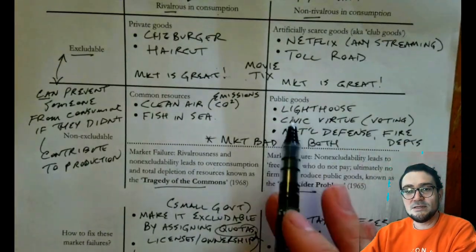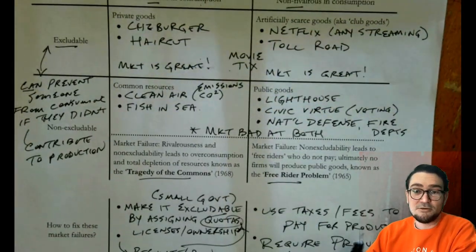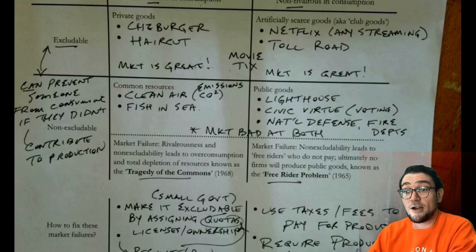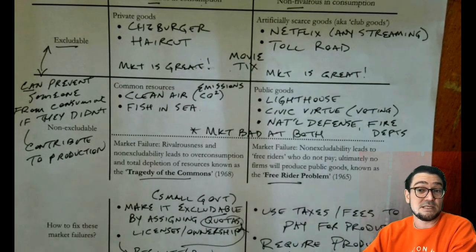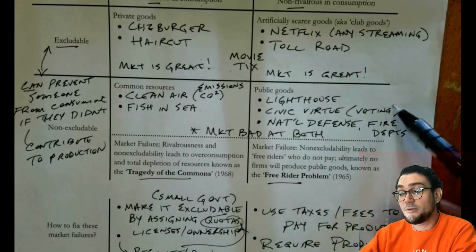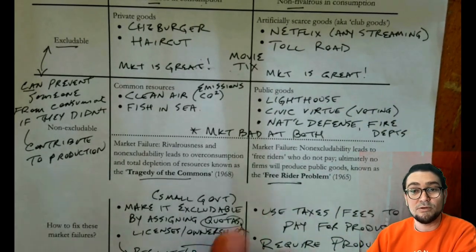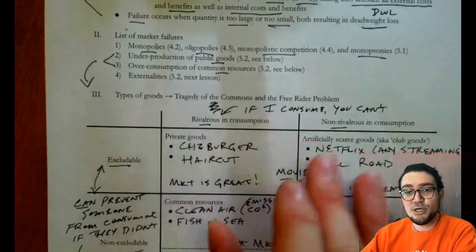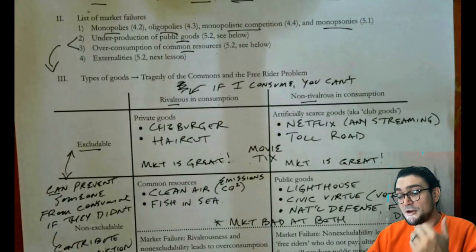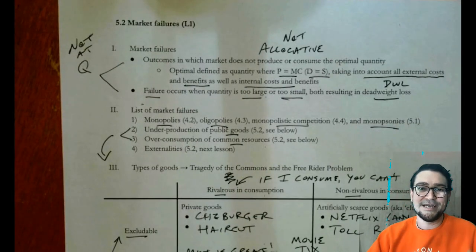So typically we say in these types of goods and services, we use taxes or fees to pay for the production, or we just require the production of them in the cases of things like voting. So there's maybe an economic argument to actually requiring people to vote. All right, so hopefully this helped you understand the free rider problem, the tragedy of the commons, and also a quick summary of market failures.